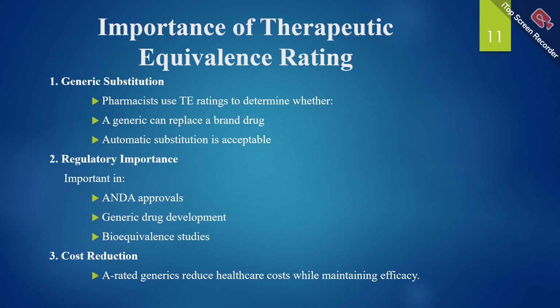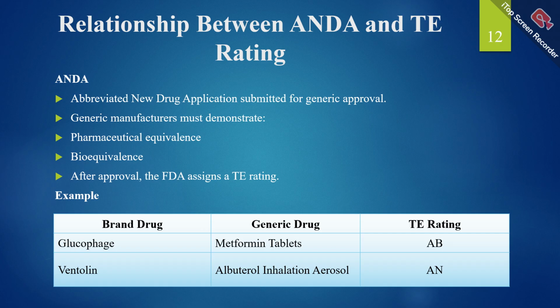Next, regulatory importance. They are useful in ANDA approvals, generic drug development, bioequivalence studies, and cost reduction also. A-rated generics reduce healthcare cost while maintaining efficacy. It means instead of using brand name drugs, we can use generic drugs, because both are bioequivalent and pharmaceutically equivalent. Branded drugs are high cost. A generic drug is a duplicate of that at low cost, so we can easily access it because of this healthcare cost reduction.